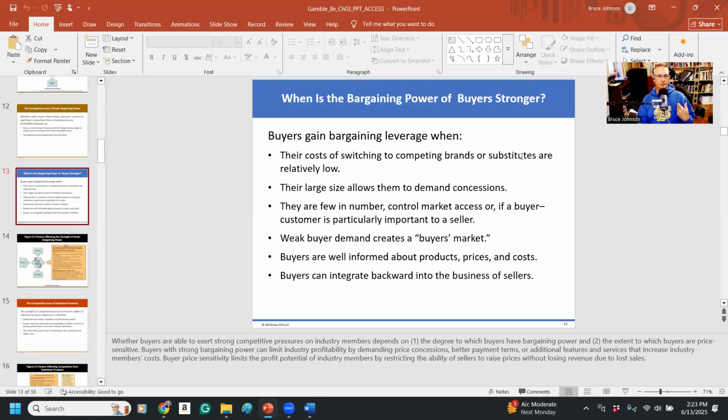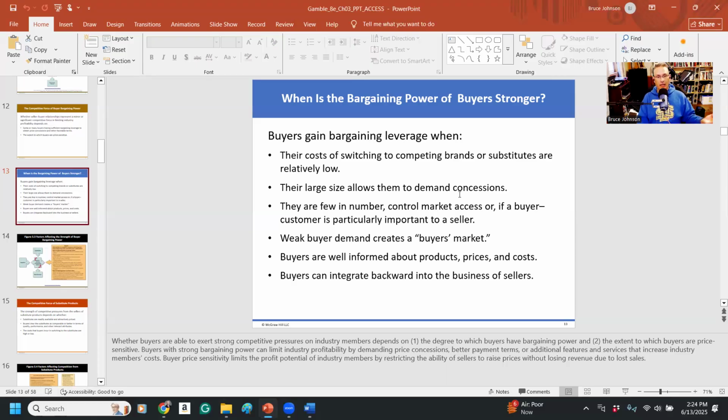Usually when their costs of switching to competing brands or substitutes are low. So this could be customers, or if we were talking business to business, this would be the next player in the chain, maybe a manufacturing facility buying raw materials that you're mining out of the ground or something. That's what a buyer is. So it could be a customer, could not be a customer. But that customer, that person that's buying your product, the costs of switching to a competing brand are relatively low. So therefore, the buyer can knock down the price, or they have a stronger negotiating position to do that.